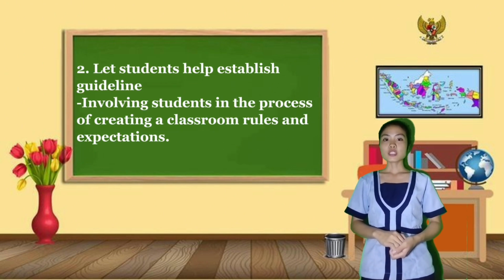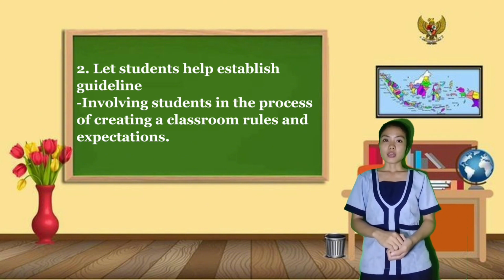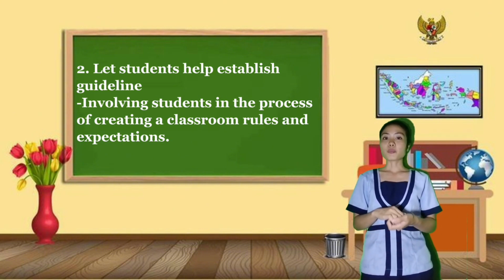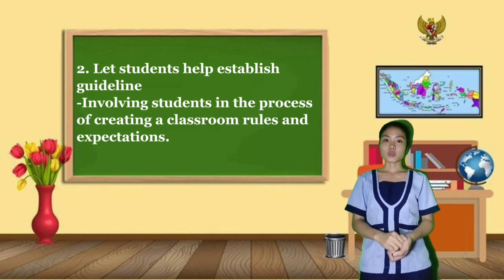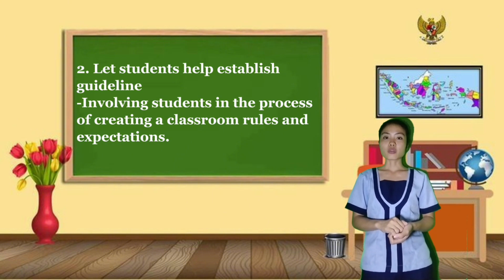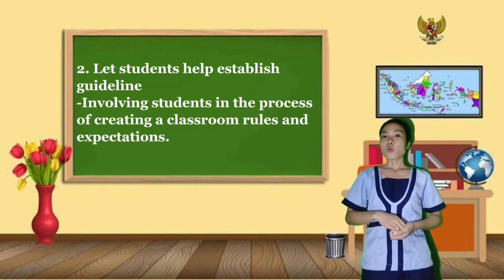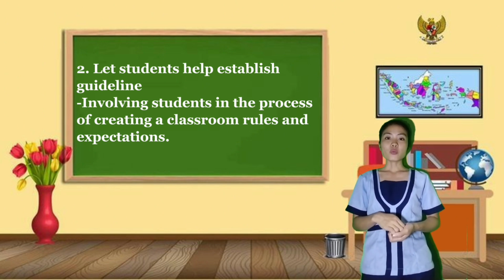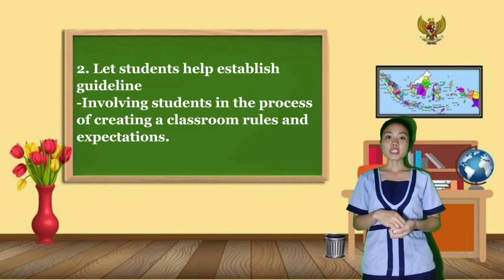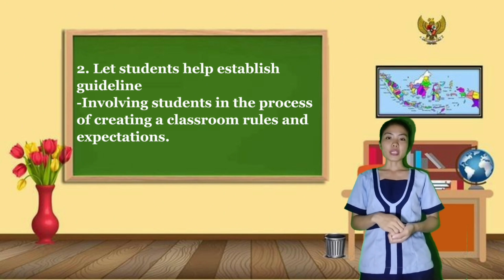Second is, let students help establish guidelines. So what is it? It involves students in the process of creating classroom rules and expectations. This could be done through brainstorming, discussion, or voting. So why does it work? Students are more likely to follow the rules they created. It gives them a sense of ownership and responsibility for the classroom environment.